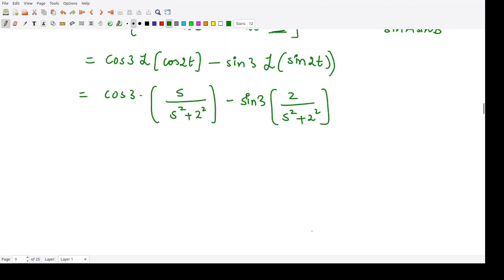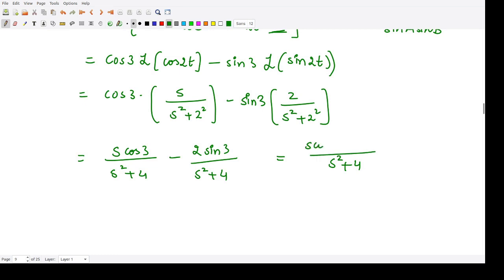So you could simplify this term. We would have s into cos 3 divided by s square plus 4, and then minus 2 into sin 3 divided by s square plus 4. So the final answer is (s cos 3 minus 2 sin 3) divided by (s square plus 4). So this is the answer here.